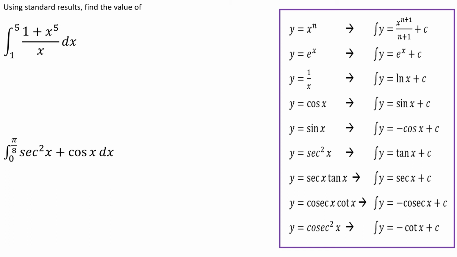Here we're trying to integrate 1 plus x to the 5 all over x, and that isn't a standard result. We don't have a rule like a quotient rule for integrals with fractions yet. So what we'd want to do with this is split the numerator up and see if it works into something that we can use. So we've got 1 over x plus x to the 5 over x. Now, 1 over x is a standard result. x to the 5 over x can be simplified. So let's do that.